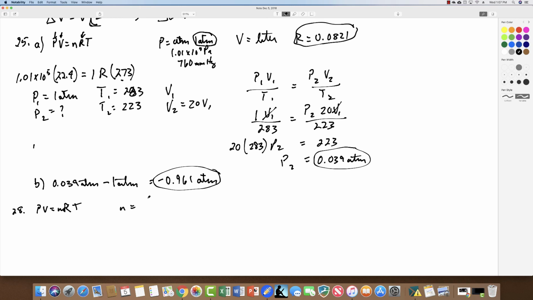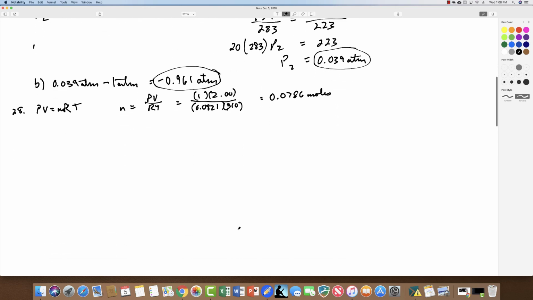So n is going to equal PV over RT, which is 1 atmosphere times 2 liters. They gave you that, divided by 0.0821, which is the value for R when you're using atmospheres as your pressure and liters as your volume. And then body temperature is 310 degrees Kelvin, expressed in Kelvin. If you do the math here, you get 0.0786 moles of gas.